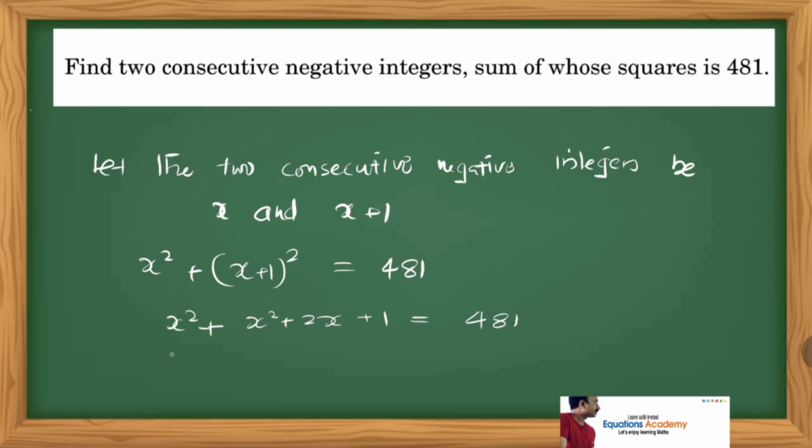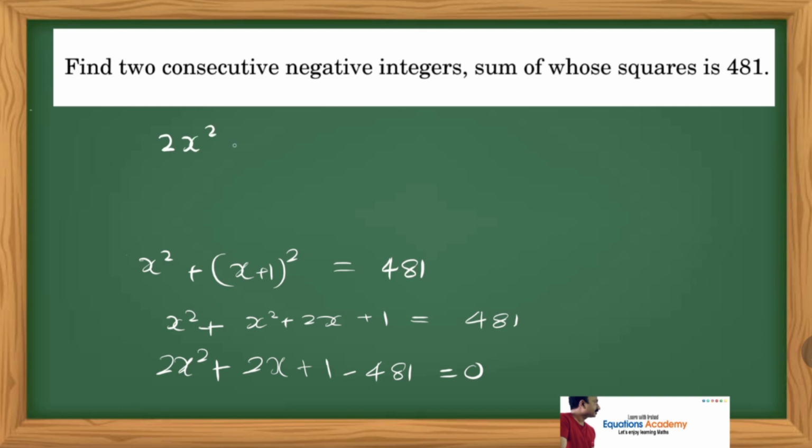x square plus x square is 2x square. 2x square plus 2x plus 1. Right side 481. When we take it to the left side, it will be minus 481 equal to 0. That is 2x square plus 2x plus 1 minus 481, that is minus 480, equal to 0.